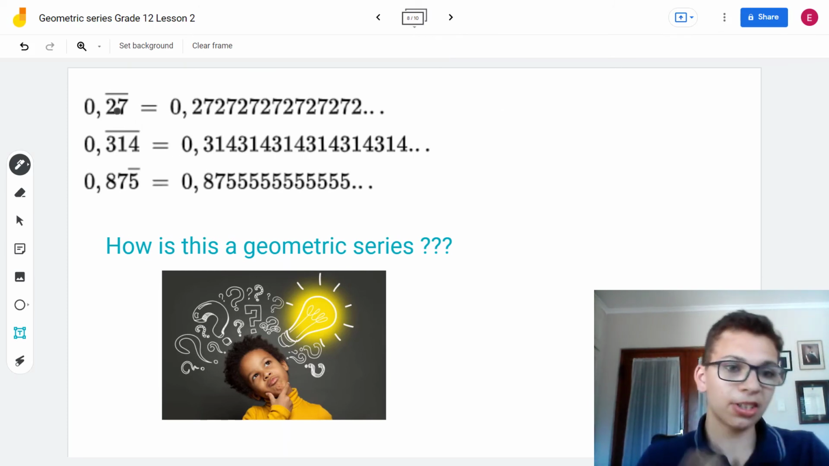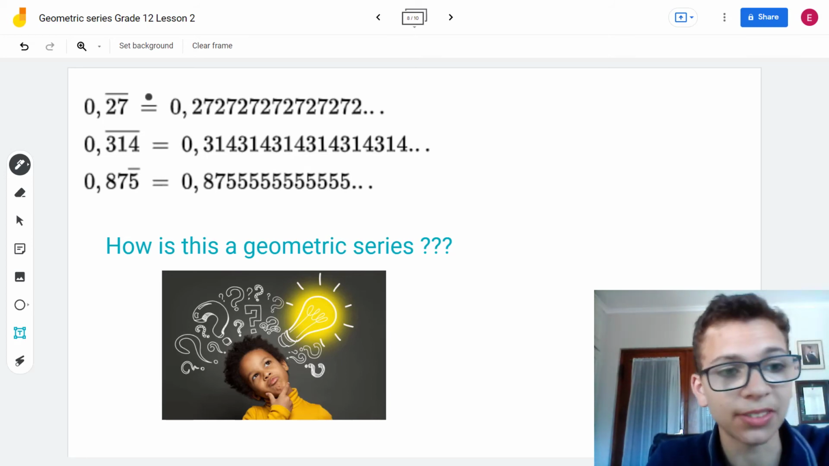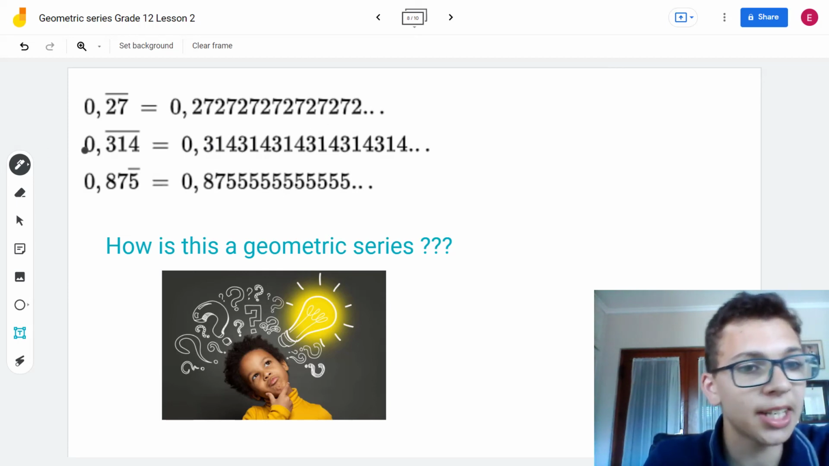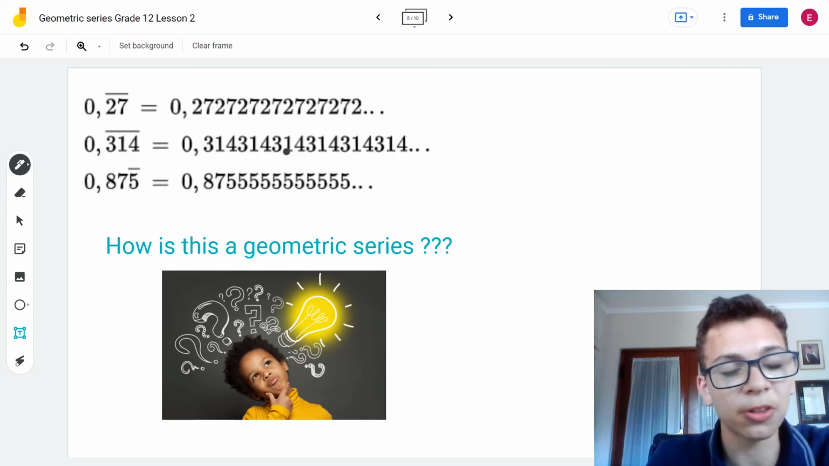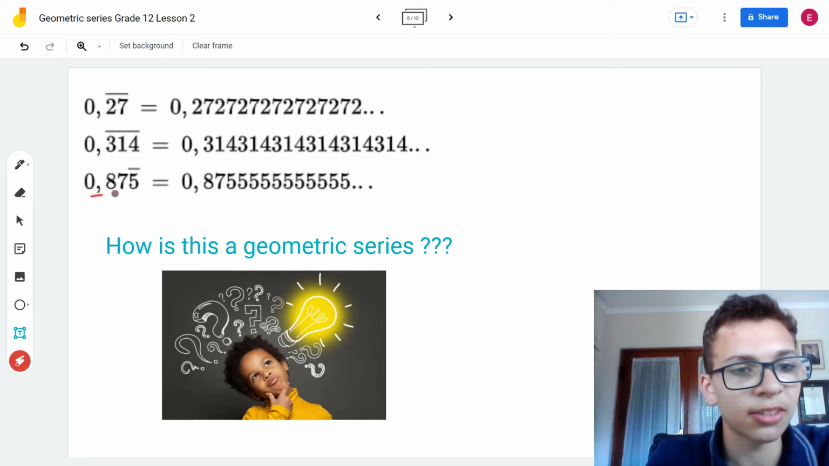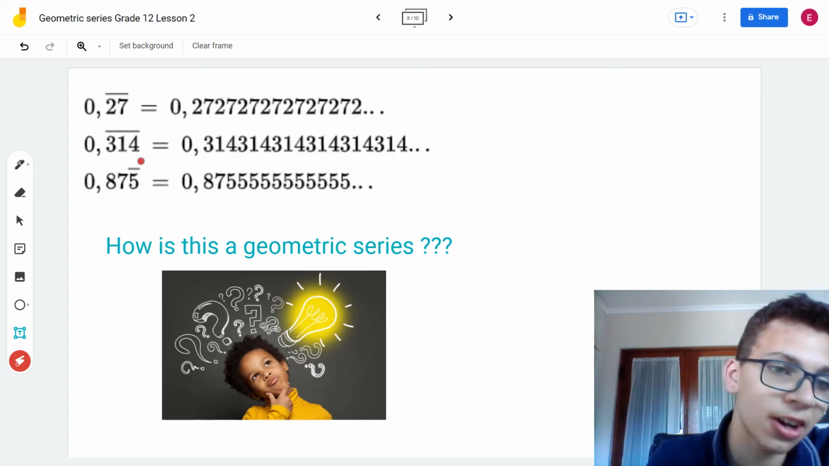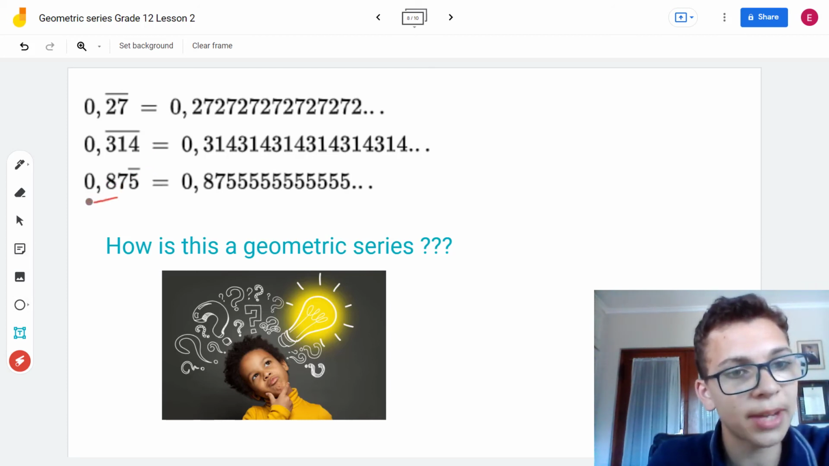As you can see here, we have 0.27. Now that's equal to the line over the 27. So we get 0.272727 and so on. Similarly, 0.314 with the line over the 314. So we're repeating 314, 314, 314. Now here we have 0.875. However, only the 5 has a line on top of it. So the 0.87 isn't repeating itself. We say 0.87 and the 5 is repeating itself. So we say 5, 5, 5, 5, 5.